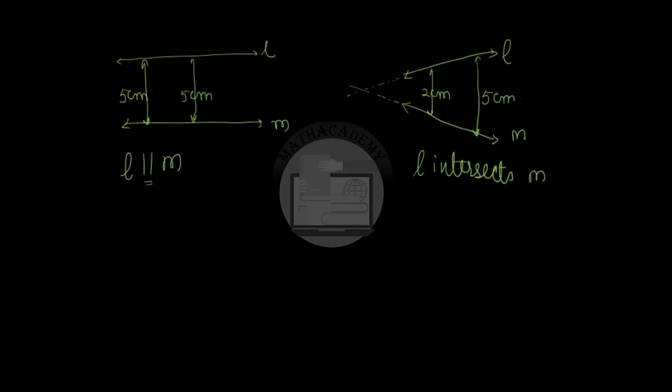If I have a third line, say P, P is intersecting both L and M at this point, and P also intersects the L and M at this point. So whenever a line intersects two lines, it is called the transversal. So here the line P is called the transversal. They can even intersect the parallel lines or intersecting lines.